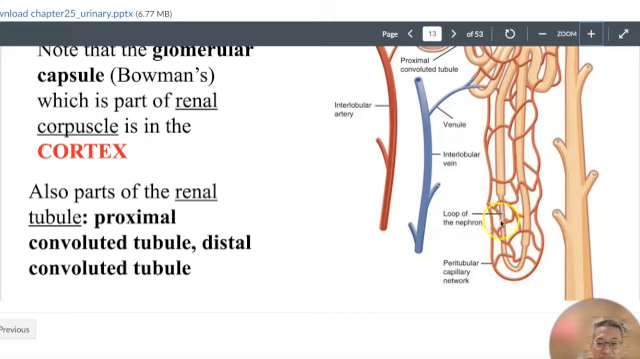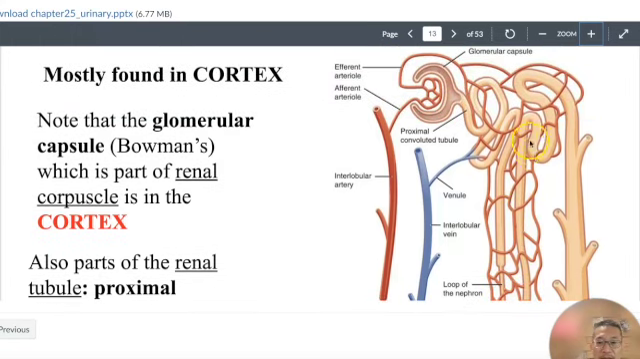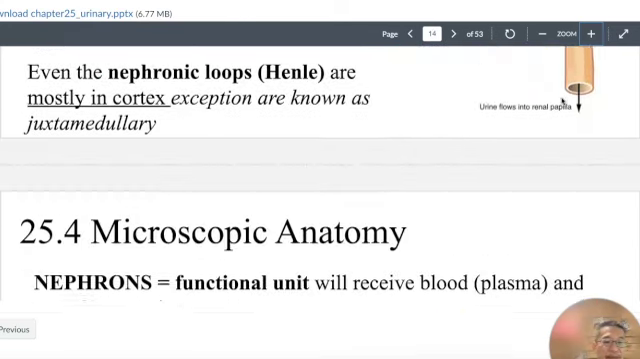Note how it is like this. And then going away from the loop of Henle will be the distal convoluted tubule.